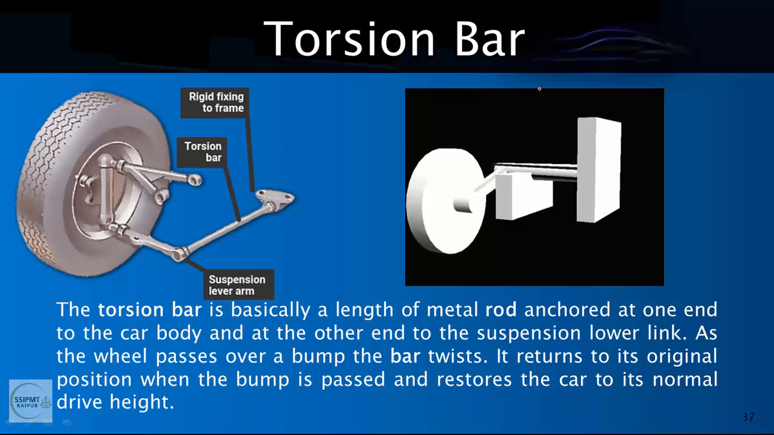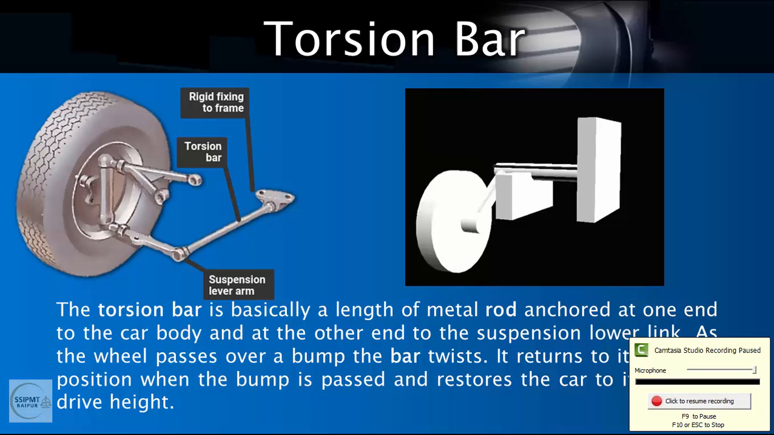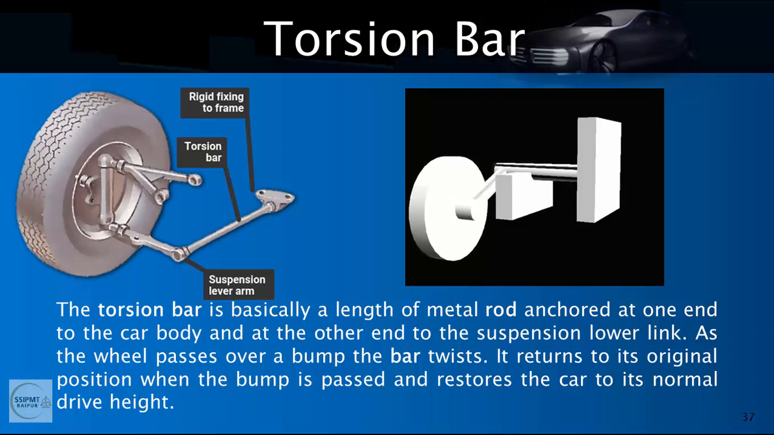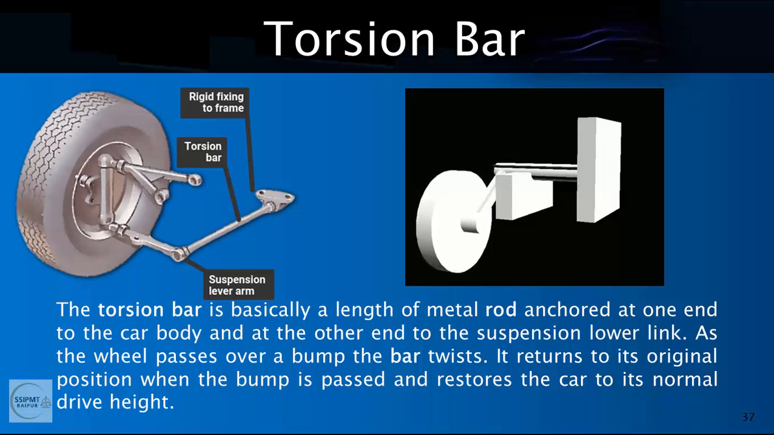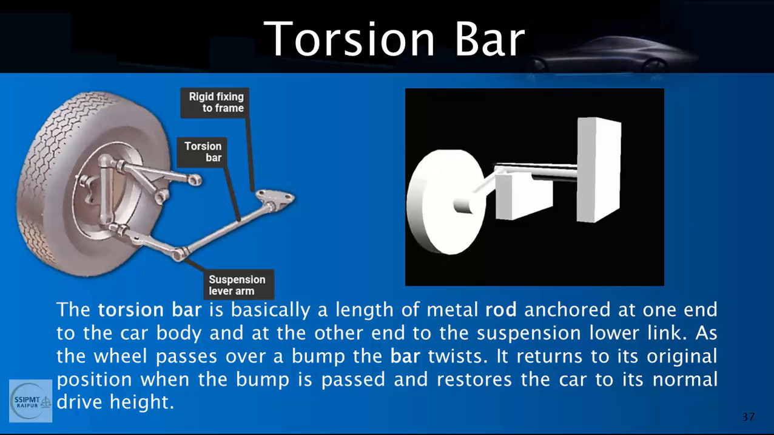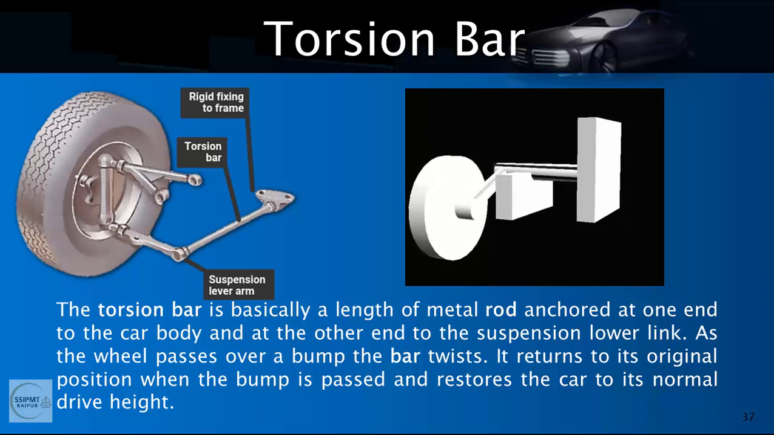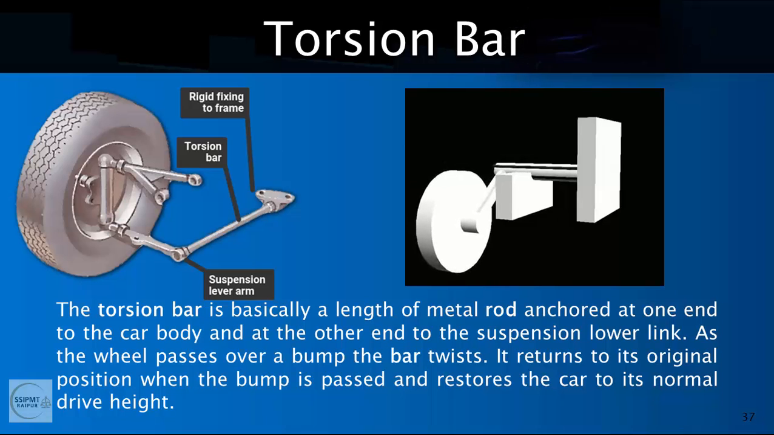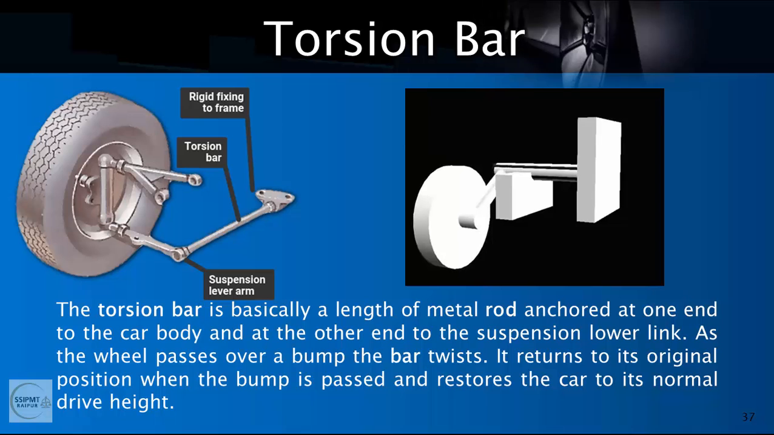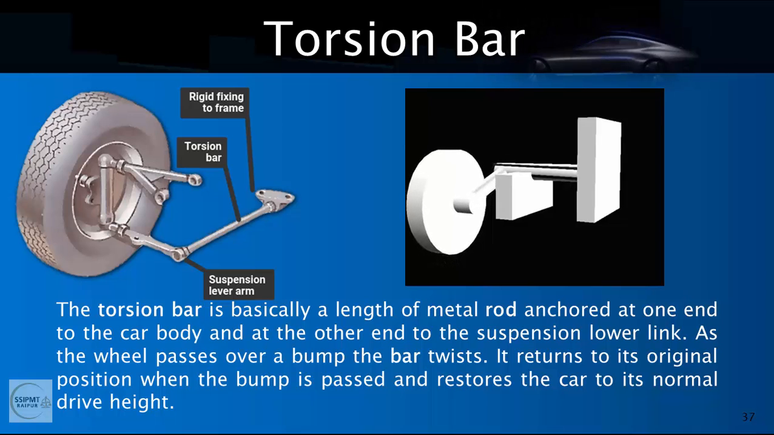Just see the pictures. As the wheel passes over a bump, the bar twists and it returns to its original position when the bump is passed and restores the car to its normal drive height. So it works as a helical coil spring in a suspension system.